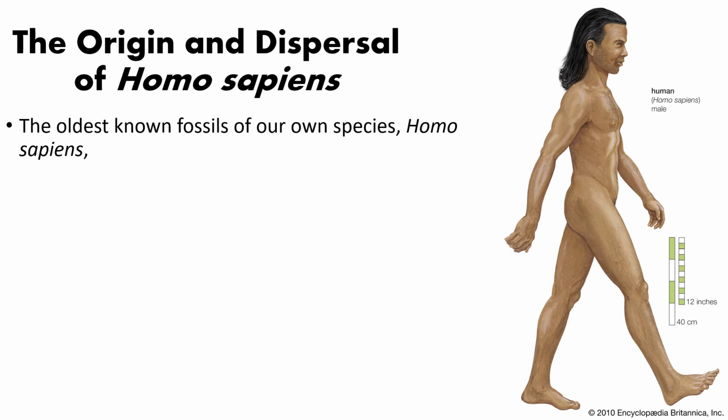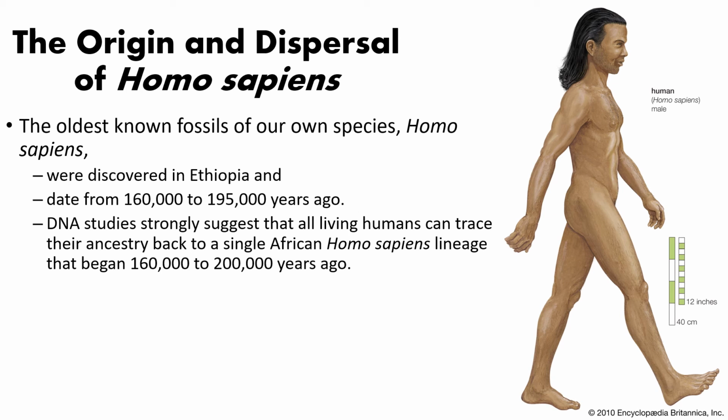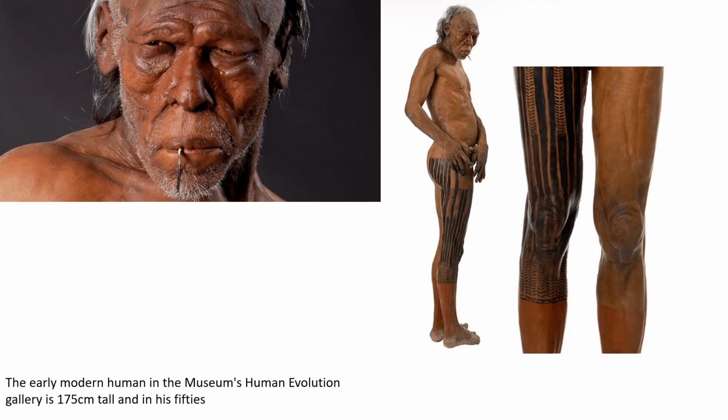Now we get to Homo sapiens, which is our own species. So some of the oldest fossils for Homo sapiens were discovered in Ethiopia, and these fossils date back to 160,000 to 195,000 years ago. Now, if we look at the DNA, it suggests that all living humans can trace our ancestry back to a single African Homo sapiens lineage. Okay, and so that would have begun around 160,000 to 200,000 years ago. So this idea that parts of Africa are the cradle of humanity is supported by this genetic evidence.